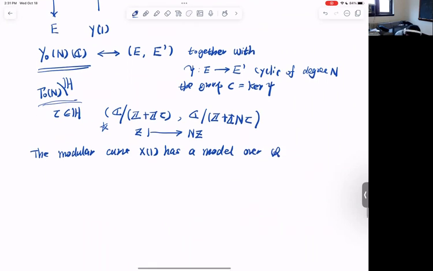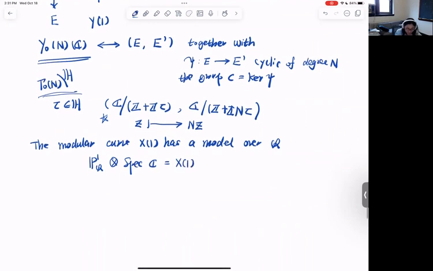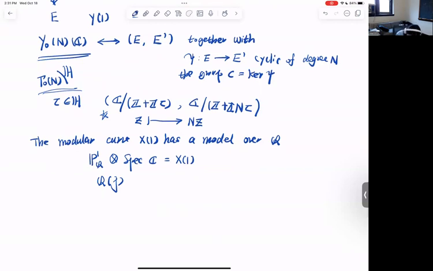Right? The point is, I can consider P1 over Q. Then if I tensor to Spec C, this is X1, right? So it has a model over Q as an algebraic curve. And I can even think of it very explicitly, writing its function field as Q adjoin J. And the same thing for X naught of n. So X naught of n has a model over Q.